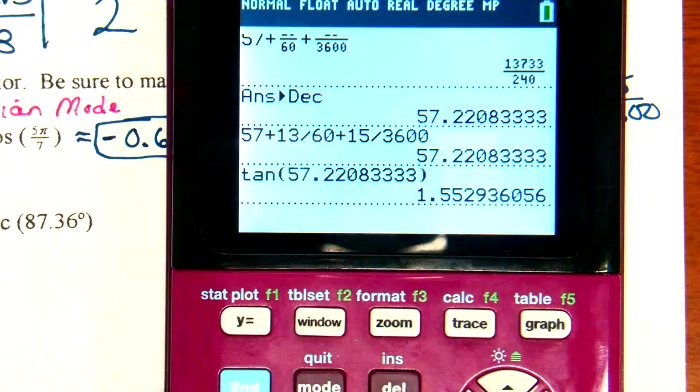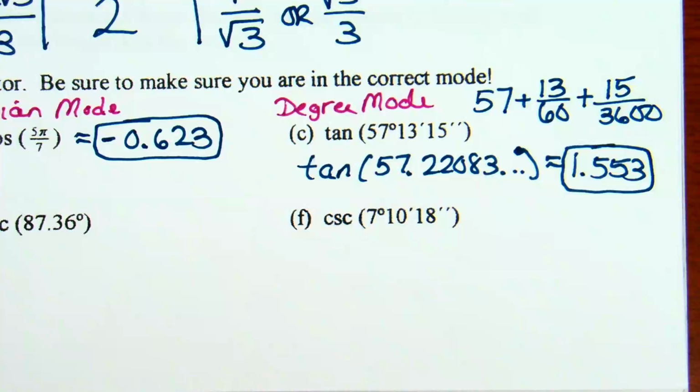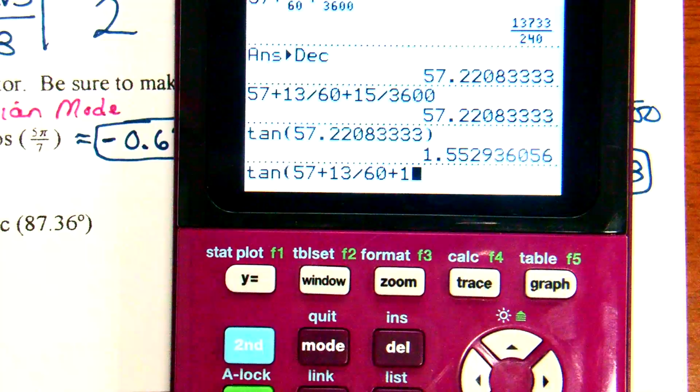Now, Ethan, are you going to tell me you can't arrow up? Okay, so here's another option. Skip the middle step. Tangent of 57 plus 13 divided by 60 plus 15 divided by 3,600. Type it all in right there. You can do that. Notice I get the same answer if you aren't able to arrow up.